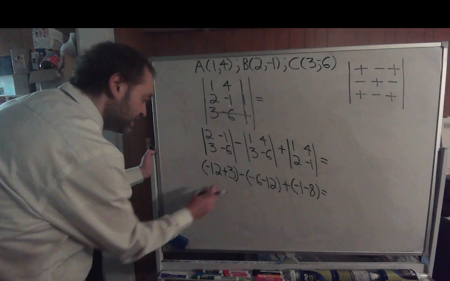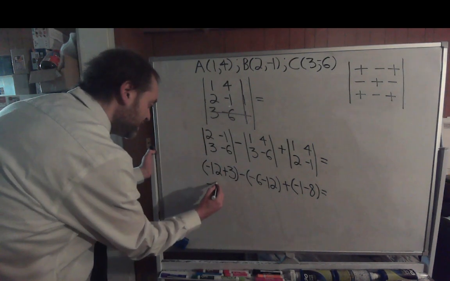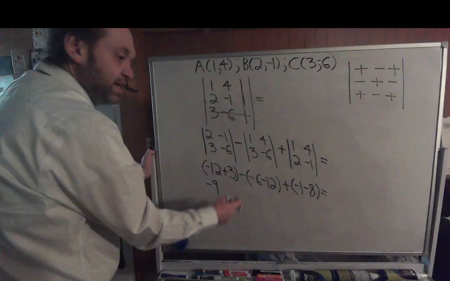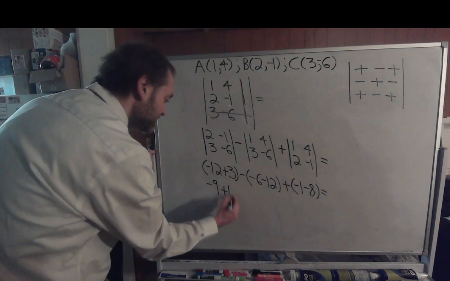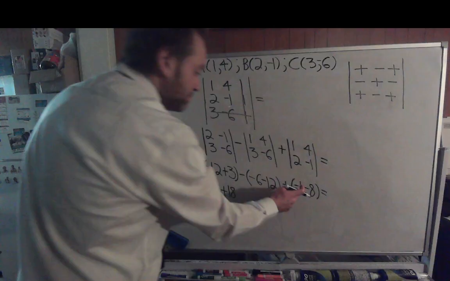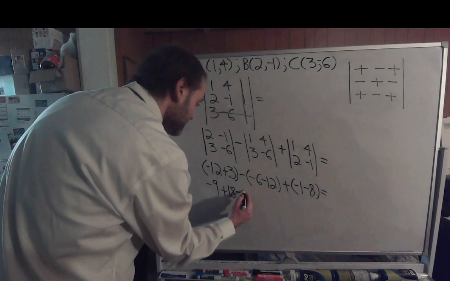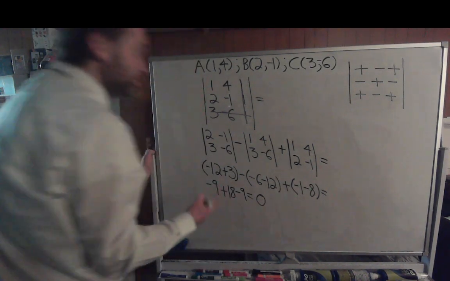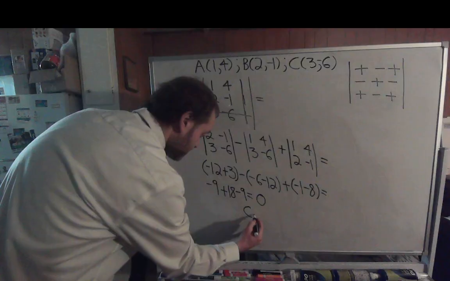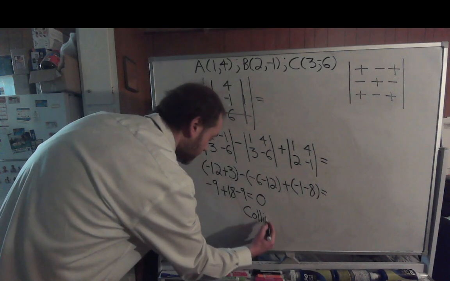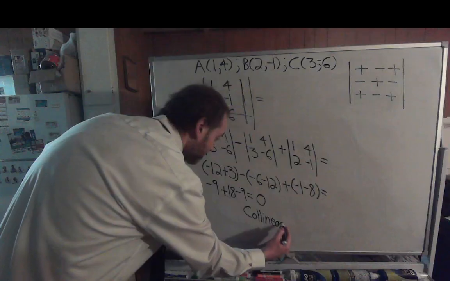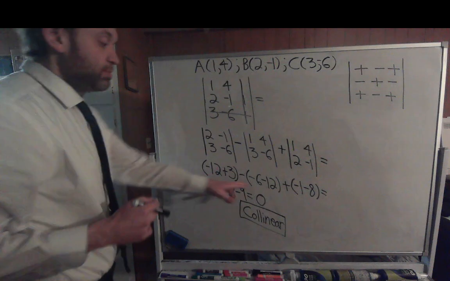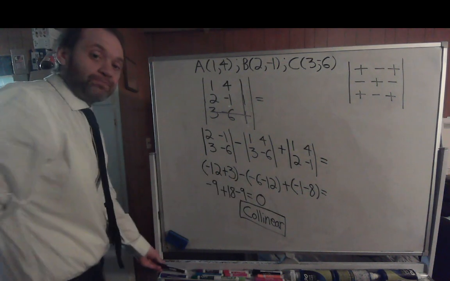Okay, so -12 plus 3 turns into -9. -6 minus 12 is -18. Negate that, you have +18. -1 minus 8 is -9, which would end up giving you a determinant of 0. So yes, since the determinant is 0, these 3 points are collinear. So we have 3 collinear points since the determinant equals 0.